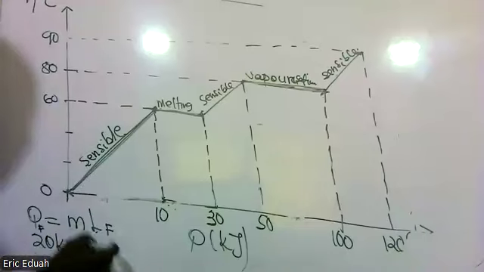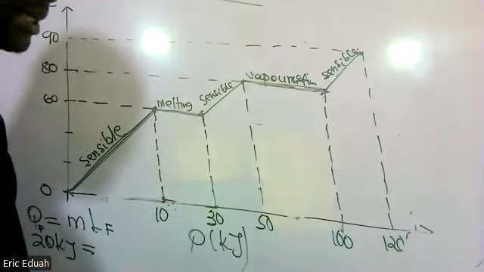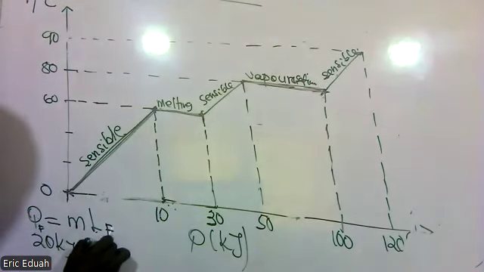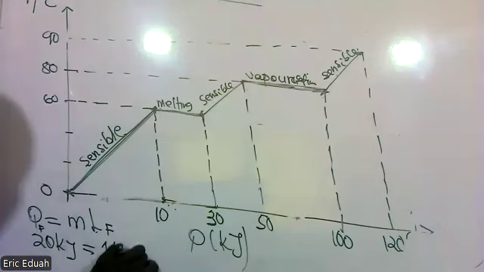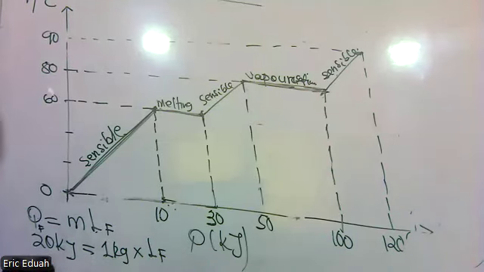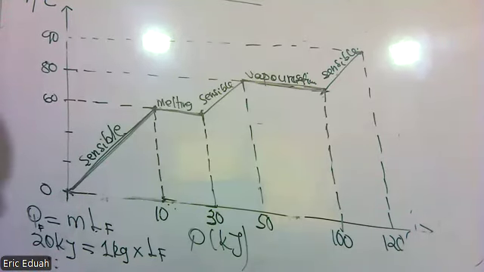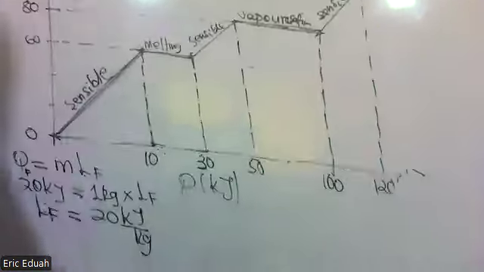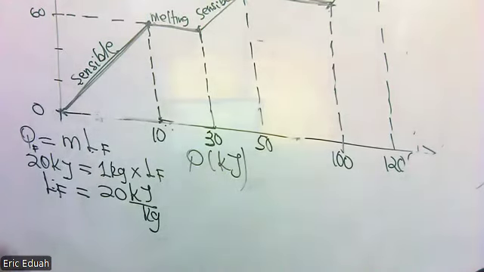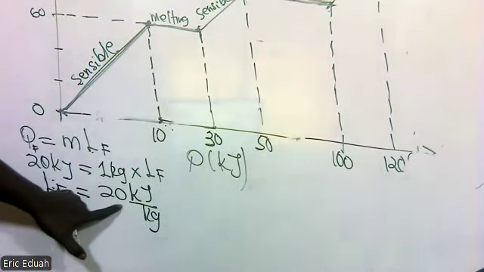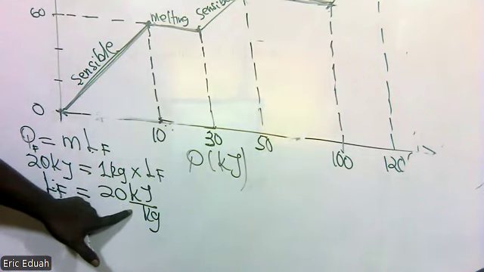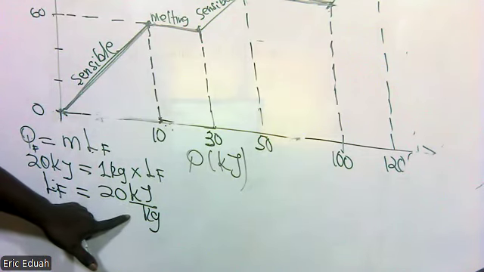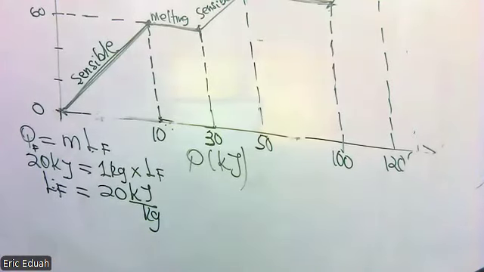What is the mass of the material? We were told that the mass of the material is 1 kilogram. So 1 kilogram times LF. So we have LF, specific latent heat of fusion, being equal to 20 kilojoules per kilogram. So the specific latent heat of fusion of the material will be 20 kilojoules per kilogram. That is it. That is the answer for question 1.